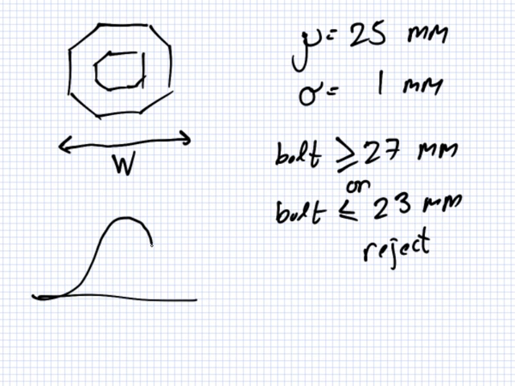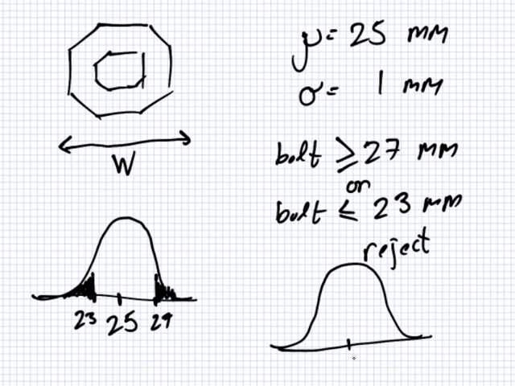So we can draw our bell curve. The average is 25, and we reject when it's smaller than 23, which is this part here, or bigger than 27 here. So we want to know how many do we reject. Okay, well, if we do our Z transform again, this becomes 0. This one here becomes 23 minus 25 over 1. So that becomes minus 2, and this one becomes 2 when you calculate it. So we need this area and this area.